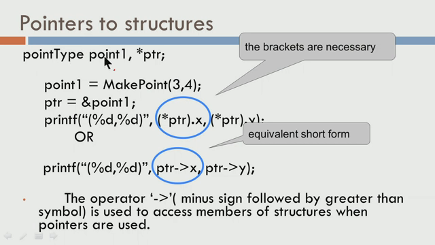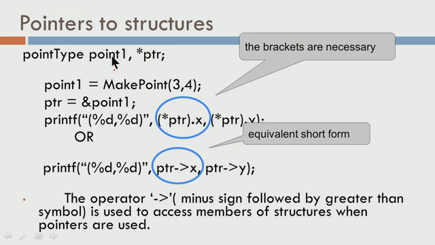So point1 is a variable of the data type struct point, and star ptr on the other hand is a pointer to the structure of the type point. Or it is a pointer to point type data type, right. So here this is like a basic variable and this is only a pointer.